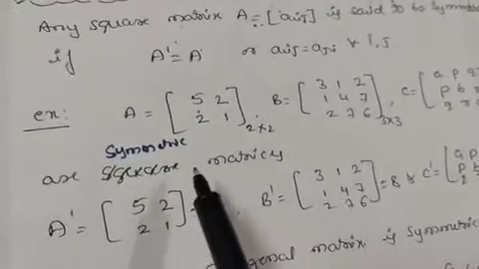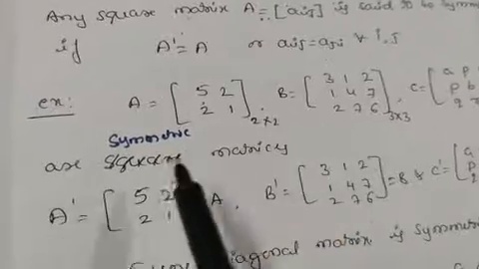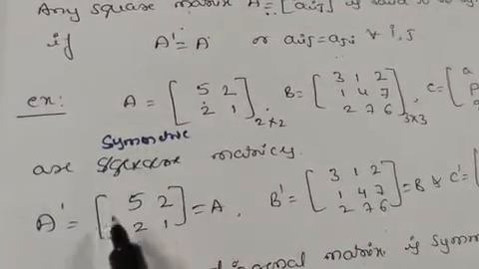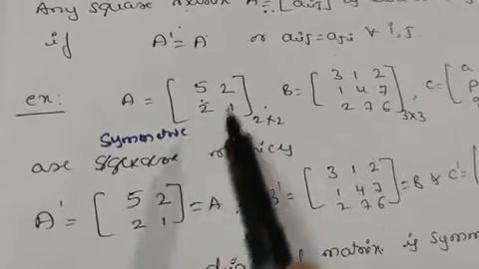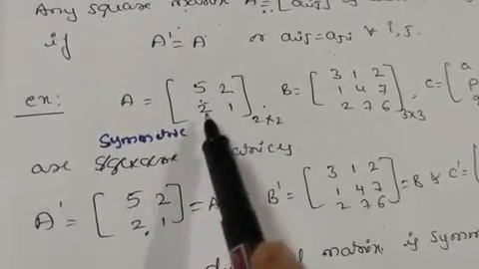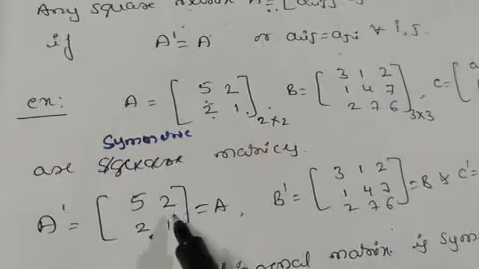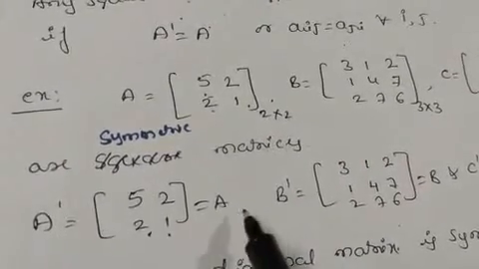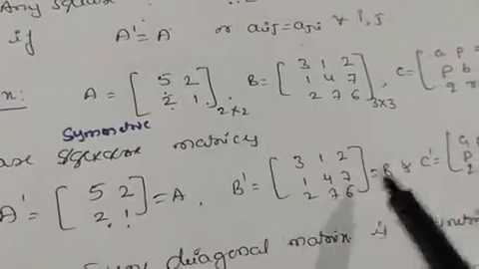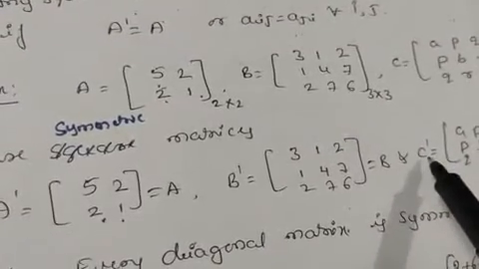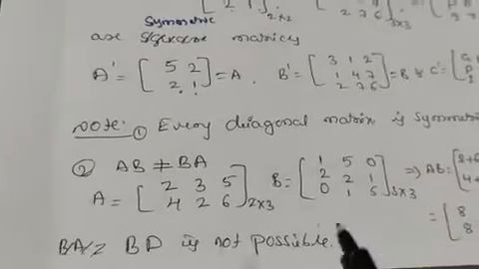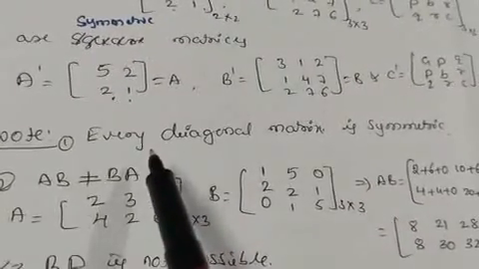So let us check how they are symmetric matrices. Let us just find the transpose. Transpose of A is A dash. The first row becomes the first column, 5, 2, and the second row becomes the second column. So it is again the same as matrix A only. So A dash is equal to A, and similarly B dash is equal to B, and C dash is equal to C. Therefore we can say that these are all symmetric matrices.